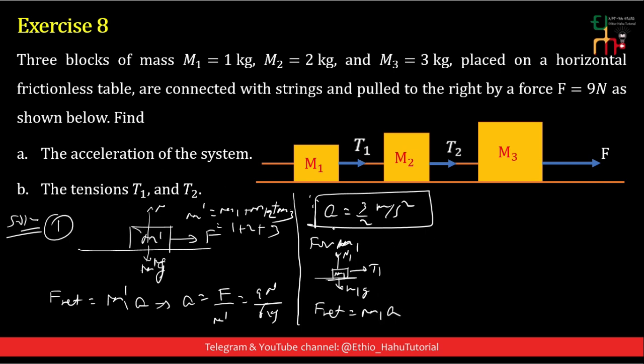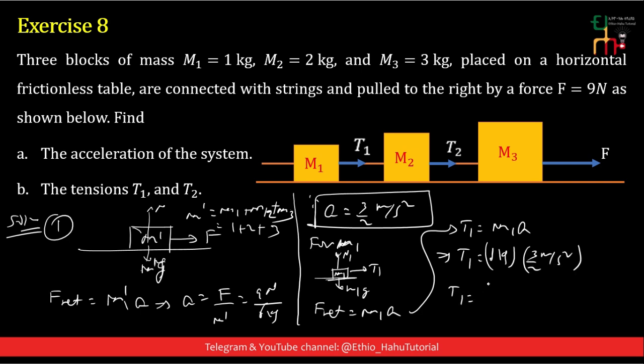The acceleration of the system is the same as the acceleration of M1, as well as the acceleration of M2 and M3. If the string is inextensible, then the acceleration of the system remains the same. This implies the net force acting on M1 is T1. T1 is equal to M1 times A. This implies T1 is equal to M1, 1 kilogram, times acceleration, 3/2 meter per second square. Tension T1 is equal to 3/2 Newton.